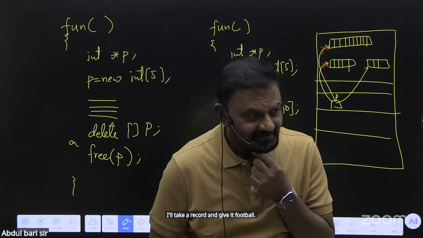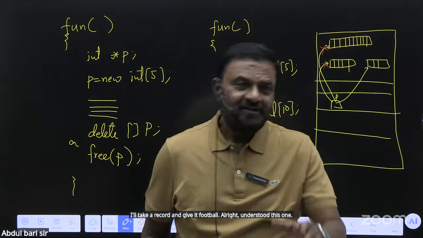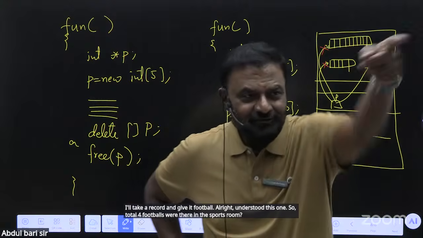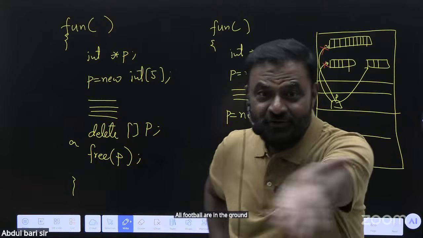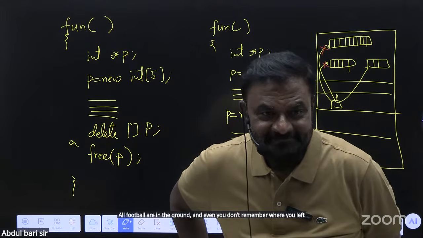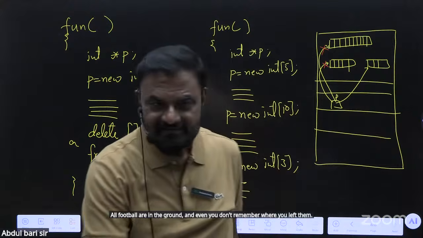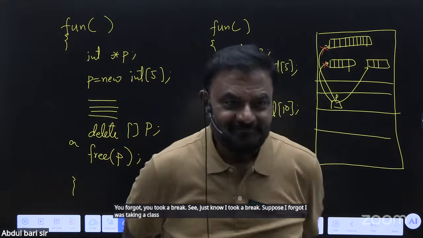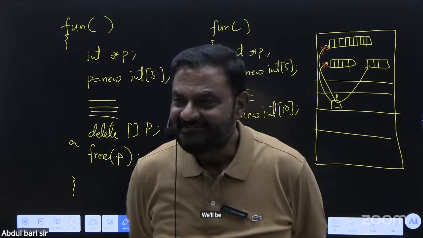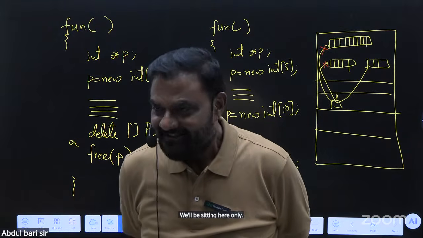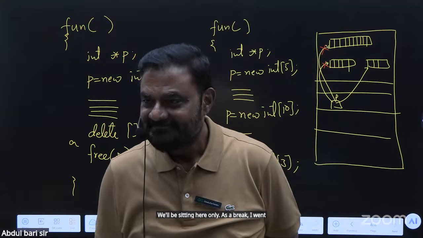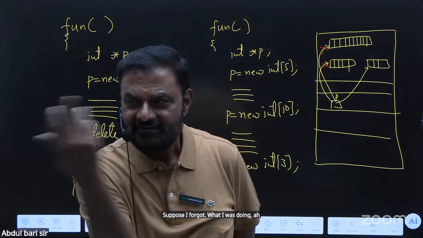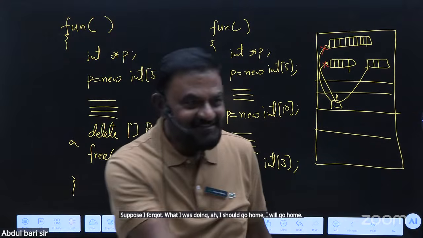All right. Understood this one? So a total of four footballs were there in the sports room. All footballs are in the ground, and you don't remember where you left them. You forgot, you took a break. See, just now I took a break. Suppose I forgot I was taking a class and went directly home. We'll be sitting here only. As a break, I went out. Suppose I forgot what I was doing. I should go home, I will go home. It is just like that only.